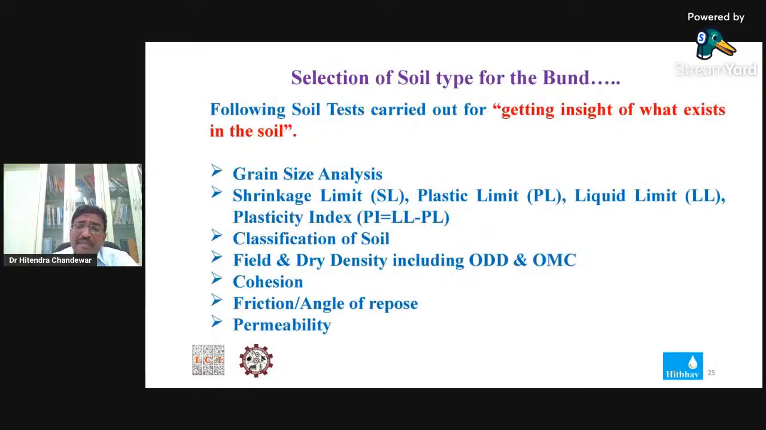And then the other thing is that for the reservoir we are required to do the grain size analysis, then shrinkage limit, we have to find out the shrinkage limit, then plastic limit, liquid limit, and plasticity index. This PI is very important for us actually, for the design of the earthen pond. Classification of soil is also a must. Field and dry density, including MDD and OMC, required. Cohesion and angle of friction, angle of repose is also a must, and permeability test. All these tests we have carried out on all samples.